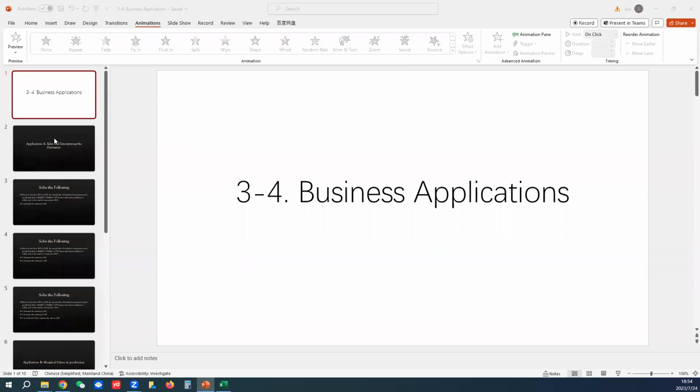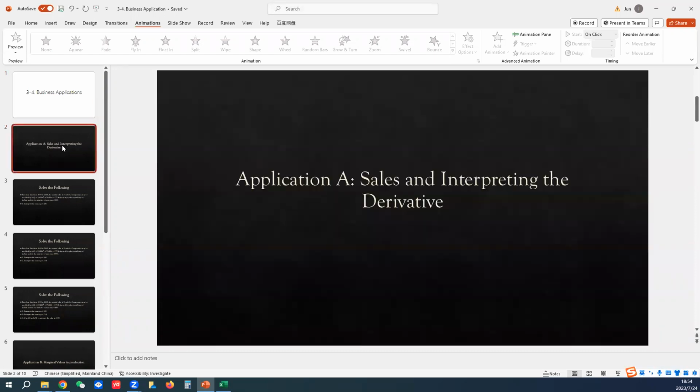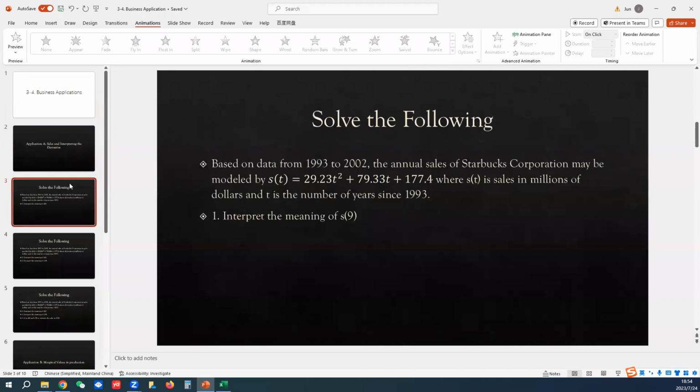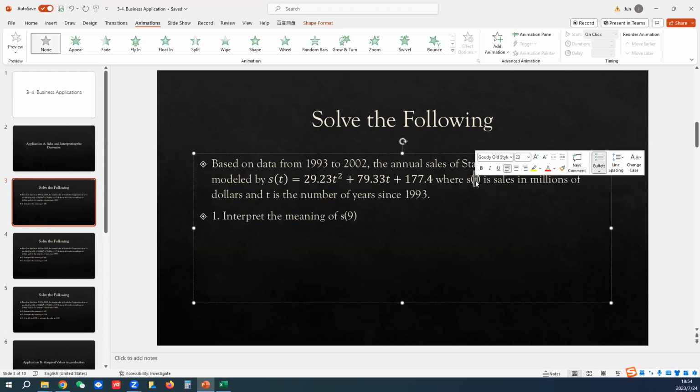So let's look at the ending part of module 3, which is business applications. The first one is sales and how we interpret the derivative. Here is the problem. Based on data from 1993 to 2002, the annual sales of Starbucks Corporation may be modeled by this function, which is a quadratic one, where S(T) is sales in millions of dollars and T is the number of years since 1993.